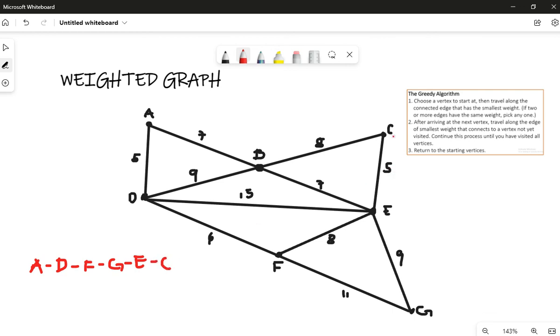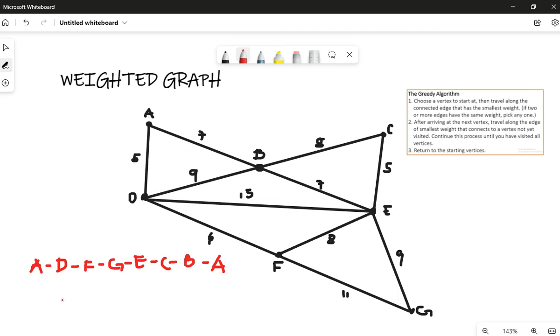Now, from C, I will go to B. From B, I will go to A. So we have used all the vertices in this graph and we went back to our starting vertex. Okay, now let's try to add the weight in each edge.